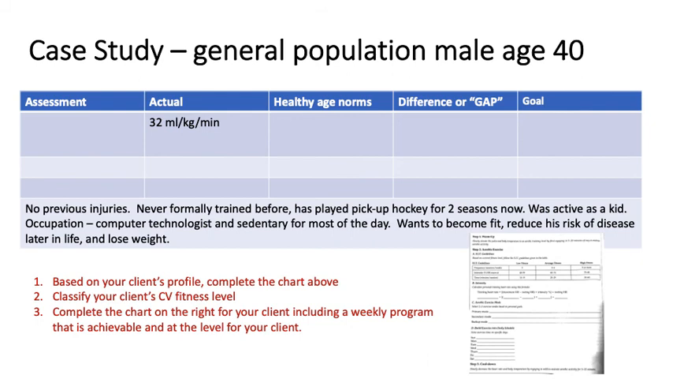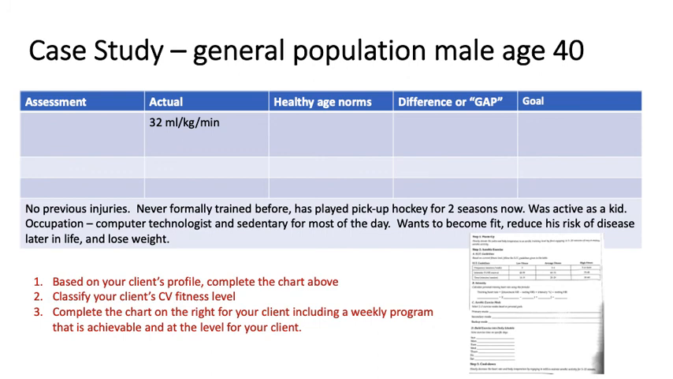was active as a kid. The occupation is a computer technologist and sedentary for most of the day, wants to become fit and reduce his risk of disease later in life and lose some weight. So the first thing you would want to do is based on your client's profile, complete the chart above. So what you know is that he does have a VO2 max of 32 milliliters per kilogram per minute.